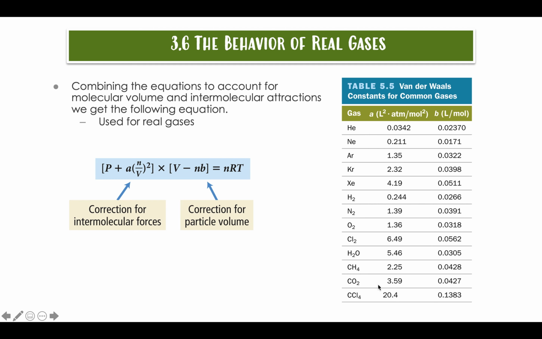So here we have a. This has to go with the pressure. And again, this is different for each type of gas. And then over here we have b, which goes with the volume.